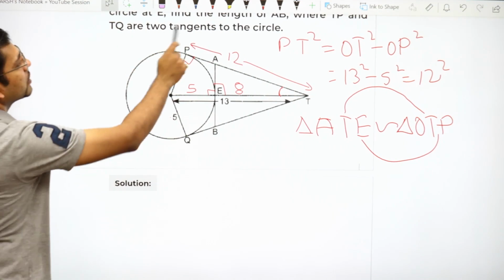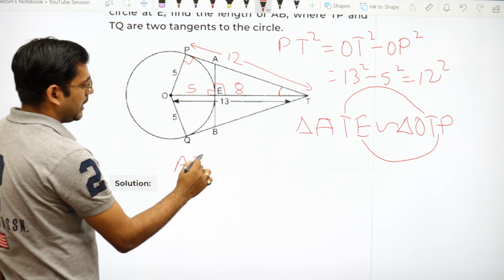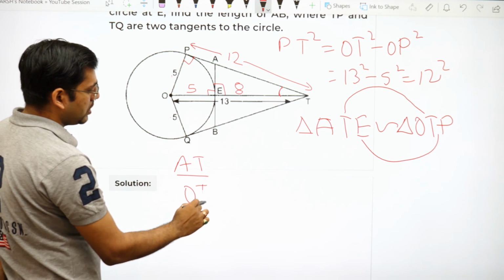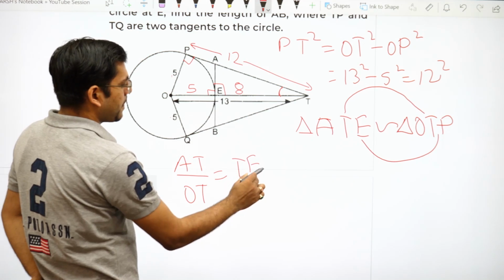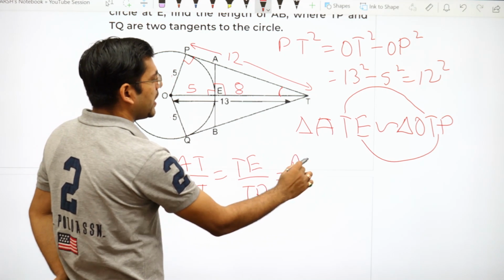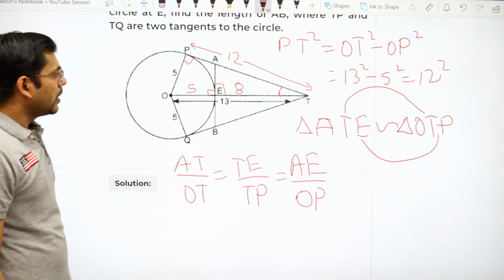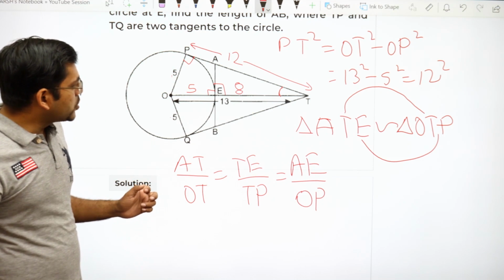ATE and OTP. So if I write down, I will be writing down AT divided by OT is equal to TE divided by TP is equal to AE divided by OP, isn't it?